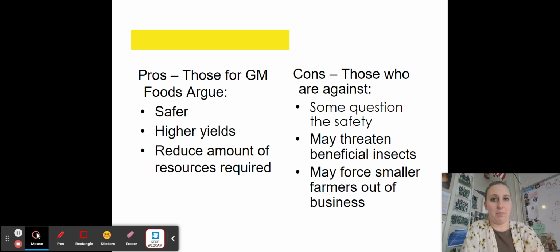They also can have an impact on the ecosystem, and they can affect natural predator-prey relationships among plants and animals. And then it can also force smaller farmers out of business. So the farmers that can't really afford to get started with these genetically modified organisms will eventually no longer be able to farm.